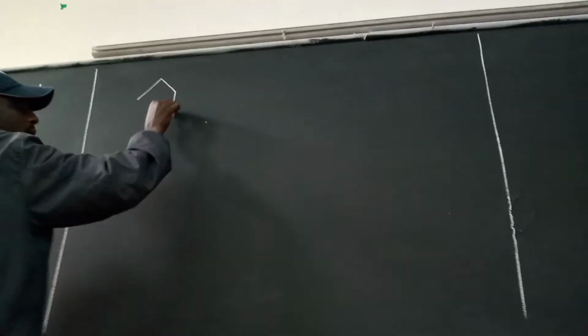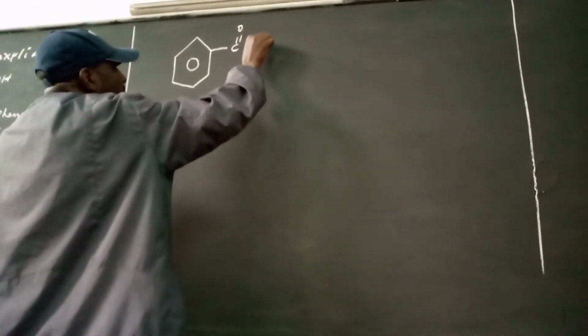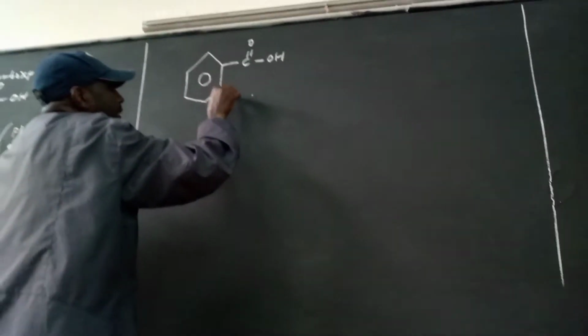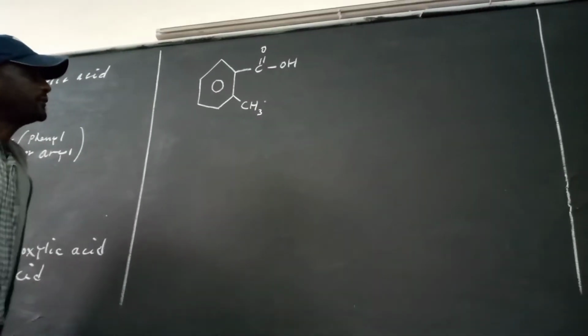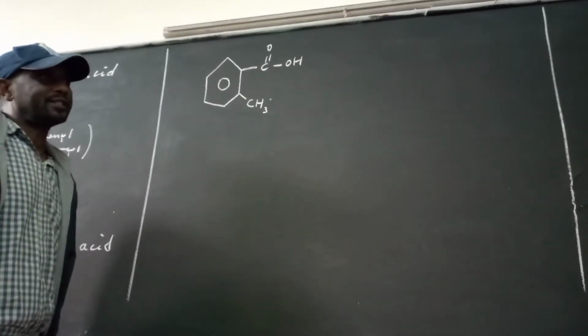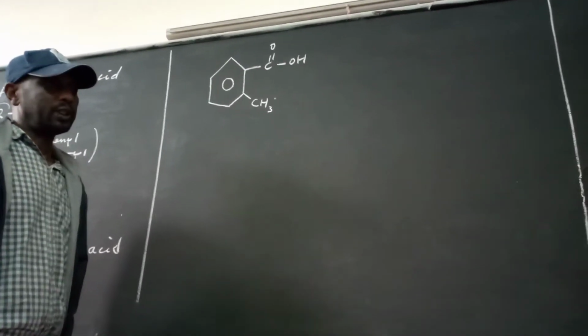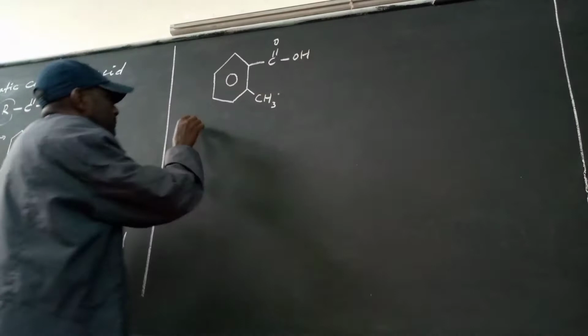For example, this is benzoic acid, and let's say this is methyl. Now this is derived from benzoic acid. It is known as methyl benzoic acid. We can give the IUPAC name for this one.